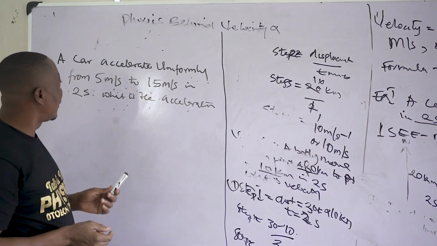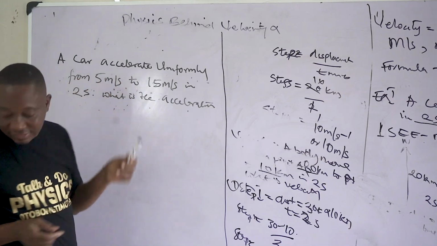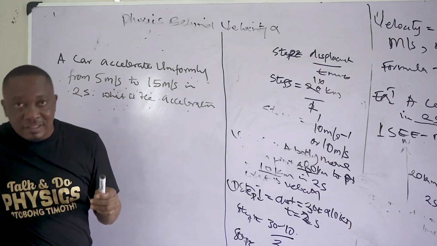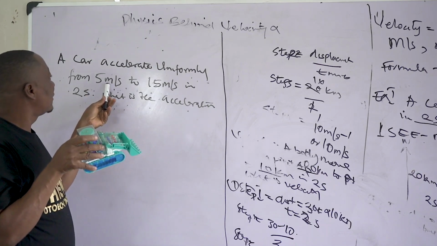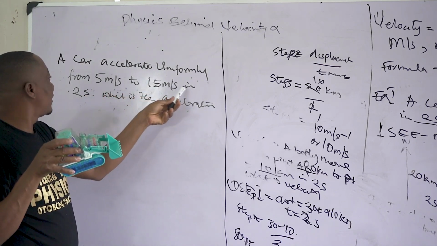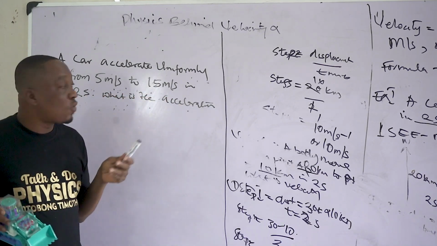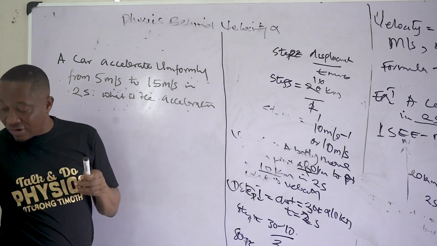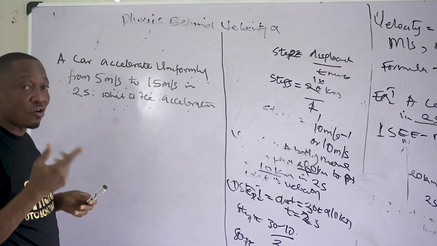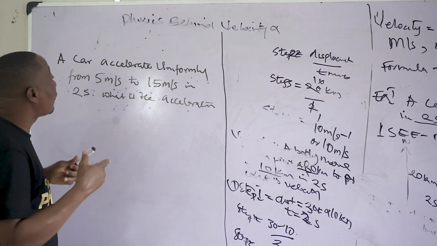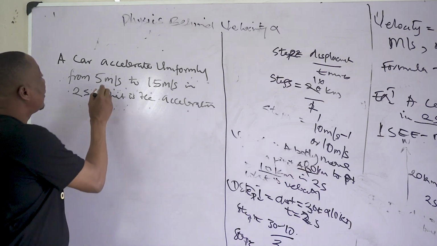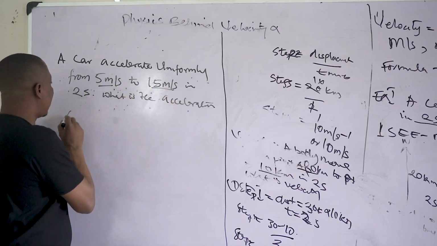This car accelerates uniformly from 5 meters per second to 15 meters per second in 2 seconds. So what is the acceleration? We know that acceleration is a change in velocity all over time. So we now say step 1, using the acronym called IC. We have seen this.